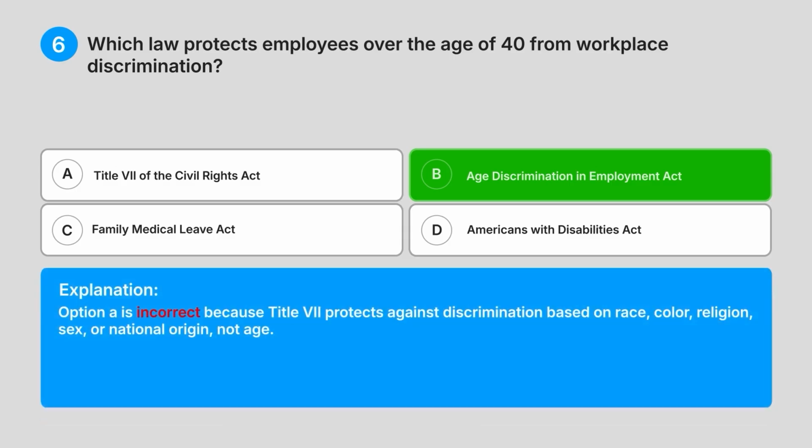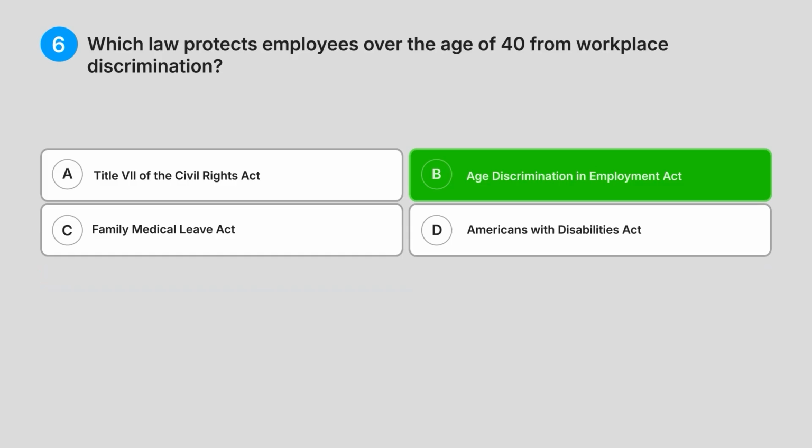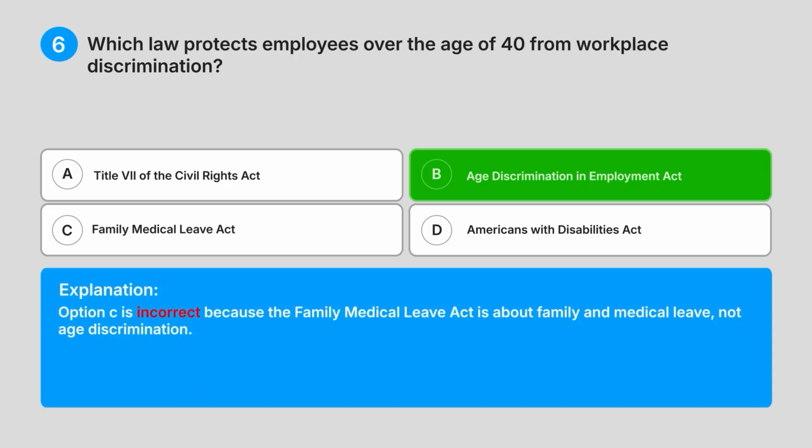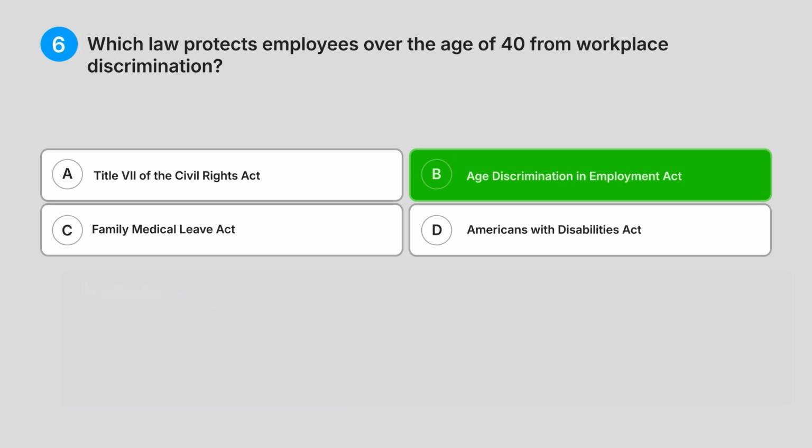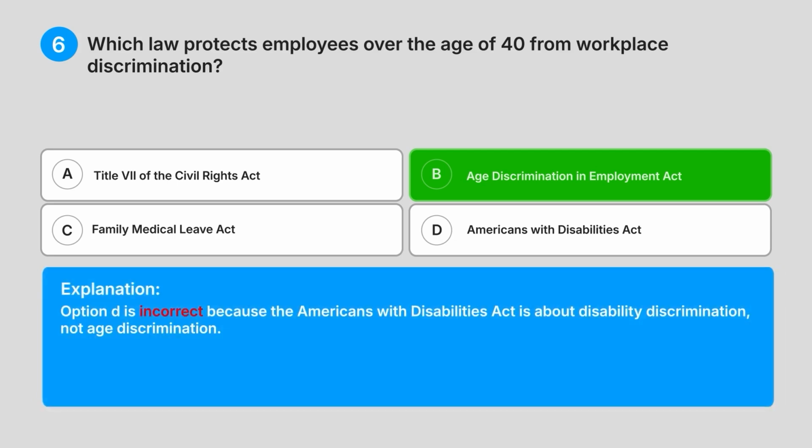Option A is incorrect because Title VII protects against discrimination based on race, colour, religion, sex or national origin, not age. Option C is incorrect because the Family Medical Leave Act is about family and medical leave, not age discrimination. Option D is incorrect because the Americans with Disabilities Act is about disability discrimination, not age discrimination.